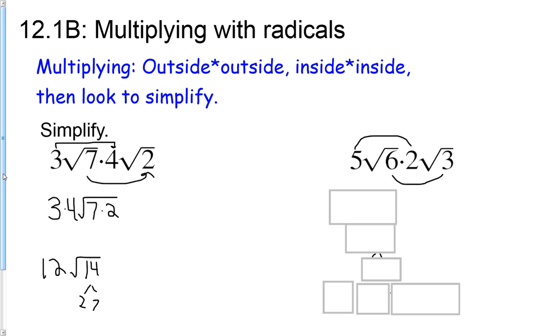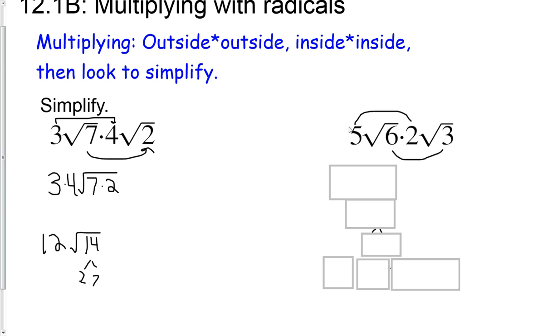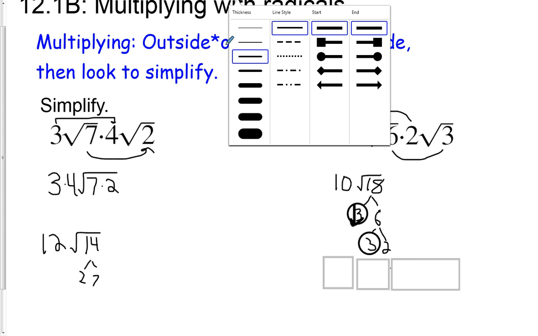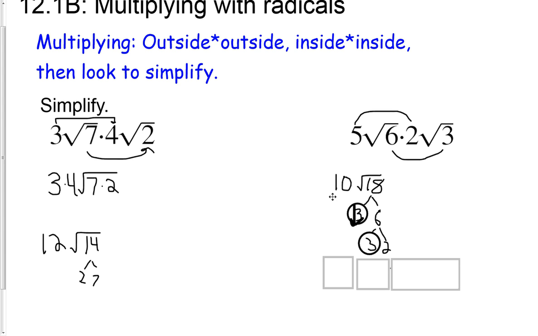This next one will be an example of where we can simplify. So we've got 5 times 2 on the outside, 6 times 3 on the inside. 5 times 2 is 10, 6 times 3 is 18. Now 18 is 6 times 3, 6 is 2 times 3, and then we do our canceling, right? We look to see, do we have pairs? I got one 3 here, one 3 here. So we've got a pair of 3, so one of those is going to come out. Usually I just kind of do an arrow through one of them. So one of those is coming out. And then what's left over?